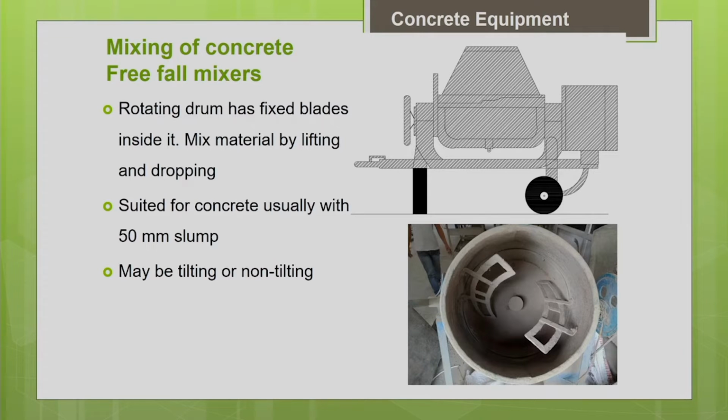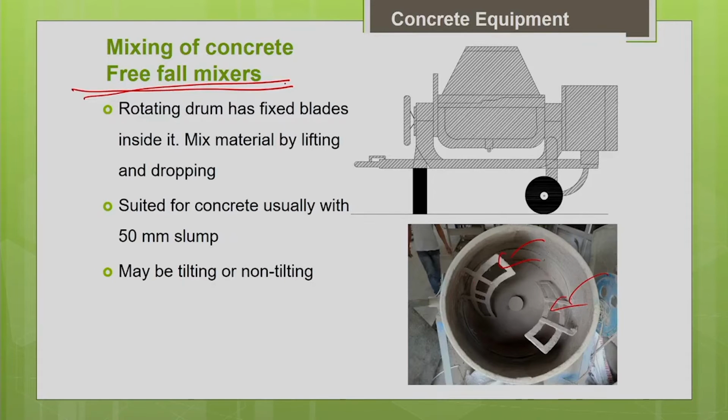The conventional drum mixers that we see very commonly at your job site are based on the free fall mechanism. As the name indicates, the mixing is based on free fall of the material. You can see the inside view of the drum. You have fixed blades inside the drum, you can see them clearly in the picture. When the drum is rotating, these blades help to lift the material and drop the material at the end of the rotation. By lifting and dropping the material, your material gets mixed thoroughly. That is why it is called a free fall mixer.